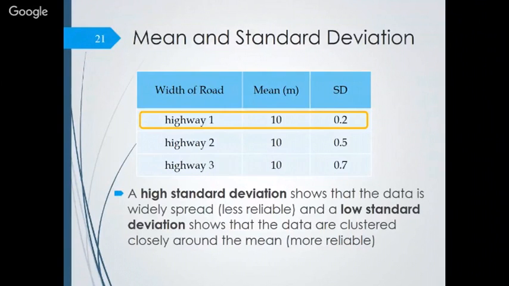Okay. So a high standard deviation shows that the data is widely spread. The mean of widely spread data is less reliable. And a low standard deviation shows that the data are clustered closely around the mean and are more reliable.